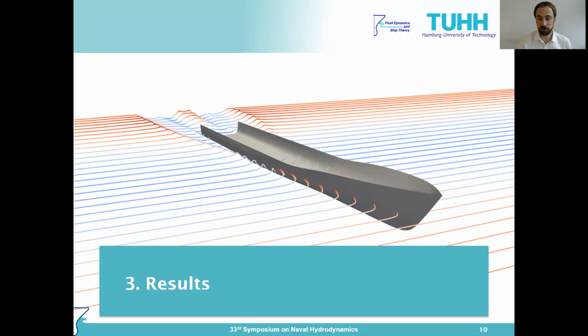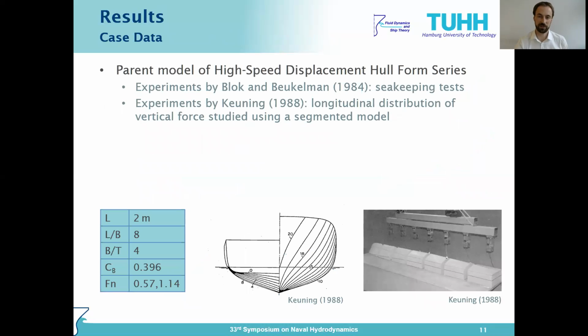So after giving you a short overview of how the method works, I will be presenting the results. First, a look at the case that has been studied in the paper. We considered a hull belonging to the high-speed displacement hull form series, which was investigated experimentally and numerically by Bloch and Beukelmann in 1984. They conducted sea-keeping tests and also did numerical computations using different strip methods. They actually found quite good agreement despite the high forward speeds between numerical and experimental results.